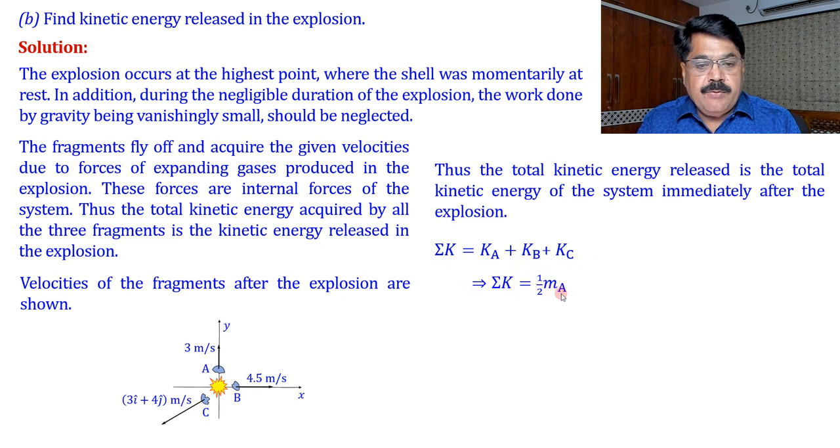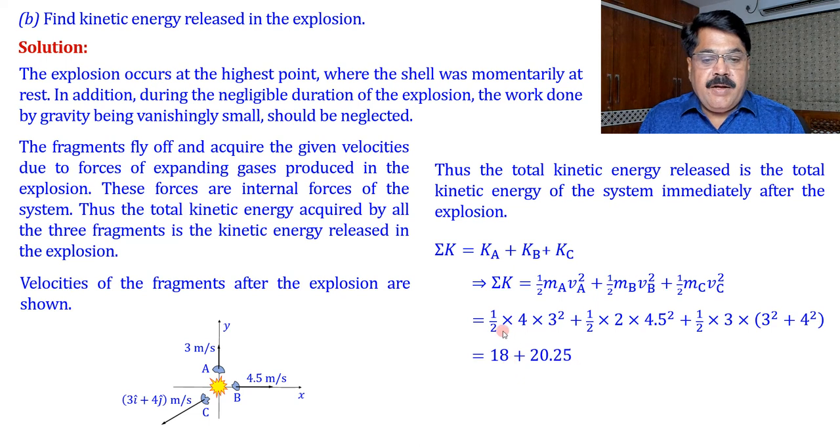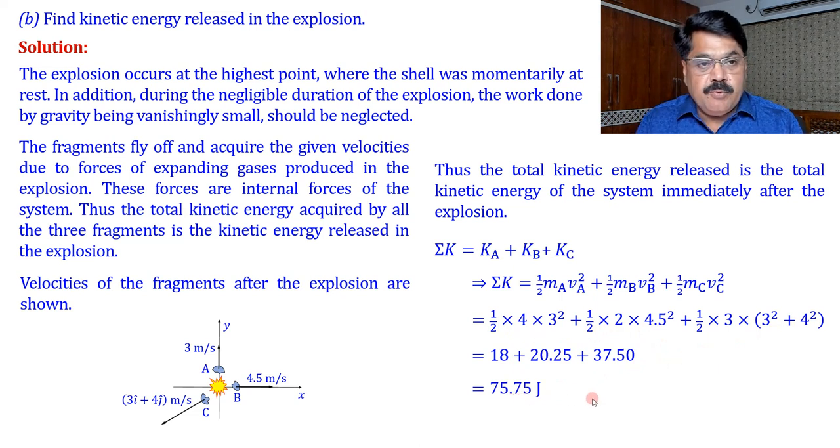That is half into Ma into Va square plus half into Mb into Vb square plus half into Mc into Vc square. Now by substituting values we can find, that is half into 4 into 3 square plus half into 2 into 4.5 square plus half into 3 into (3 square plus 4 square), and by using this we get 18, 20.25 and 37.5. So the total kinetic energy released is 75.75 joule. So in this way, we have taken this example. Now let us proceed to the next example.